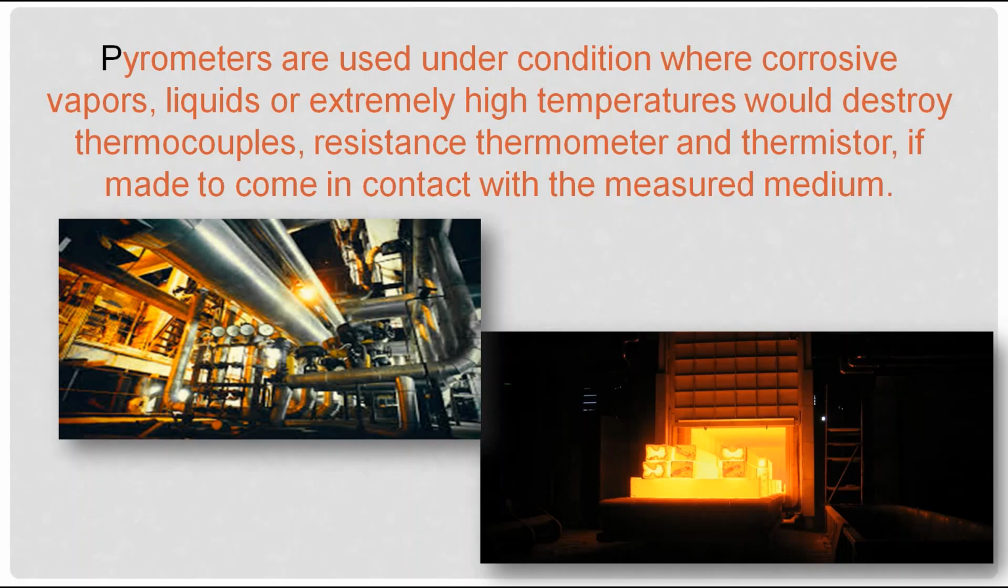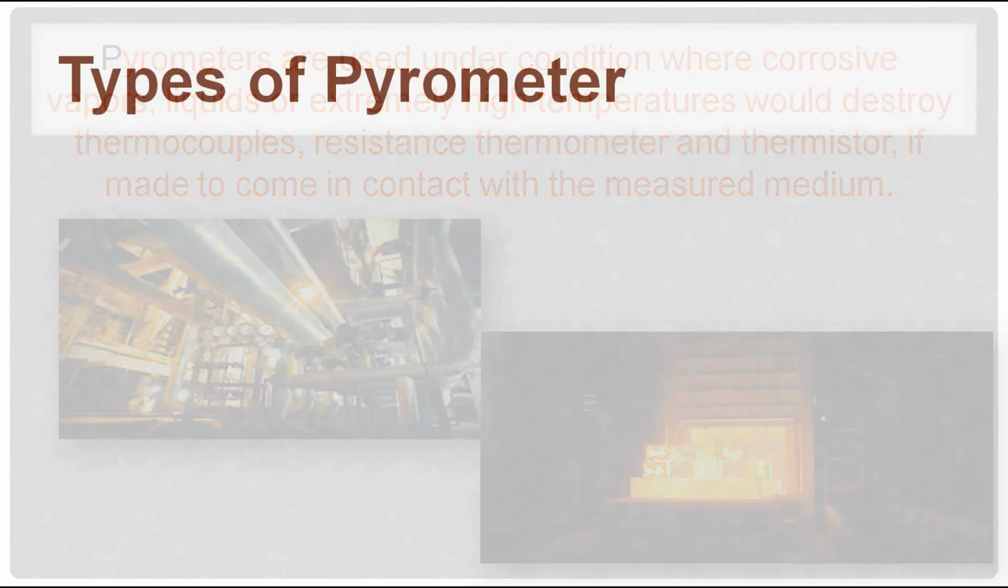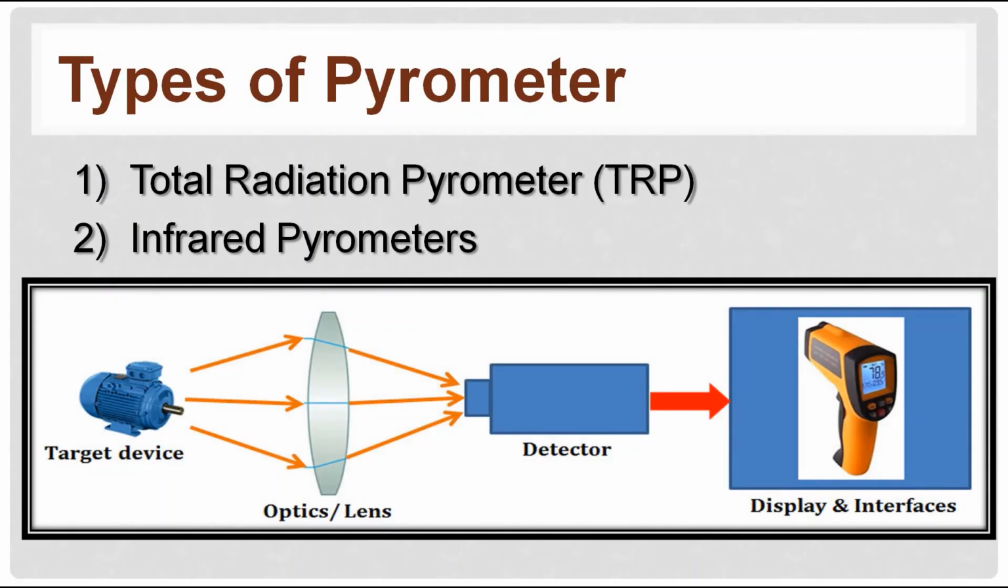Some of the application areas of pyrometers are in metallurgy, smelter industry, hot air balloons and steam boilers, measuring temperatures of liquid metals or highly heated materials, and measuring furnace temperatures. We have two types of pyrometers. First one is total radiation pyrometer. The next one is infrared pyrometer.